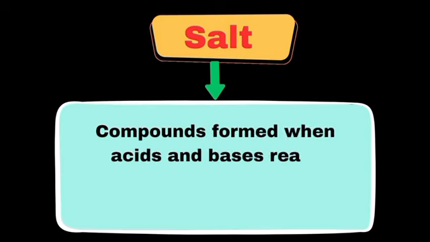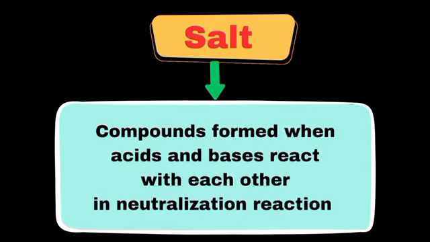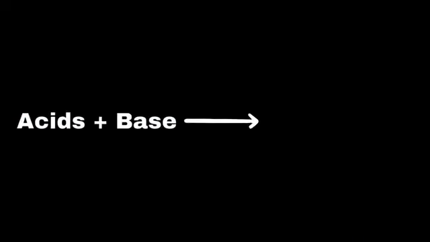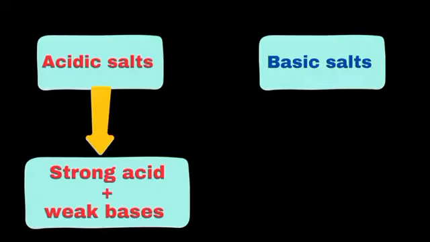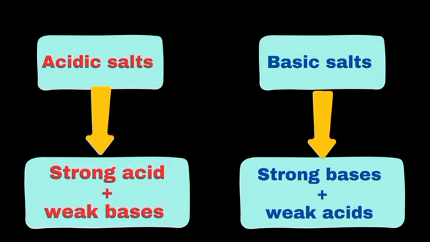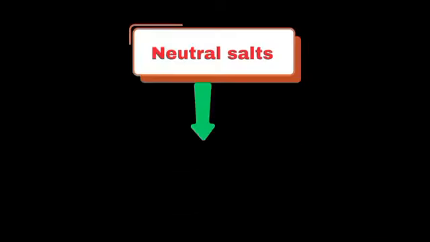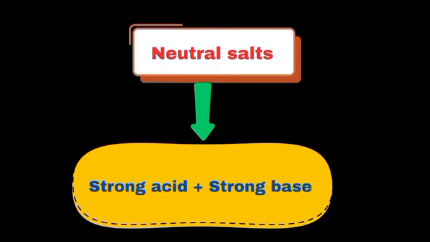Salts are compounds formed when acids and bases react with each other in a neutralization reaction. This process produces water and a salt as the final products. For example, when hydrochloric acid reacts with sodium hydroxide, the salt sodium chloride is formed. Acidic salts come from strong acids and weak bases, while basic salts come from strong bases and weak acids. Neutral salts result from strong acid and strong base reactions.